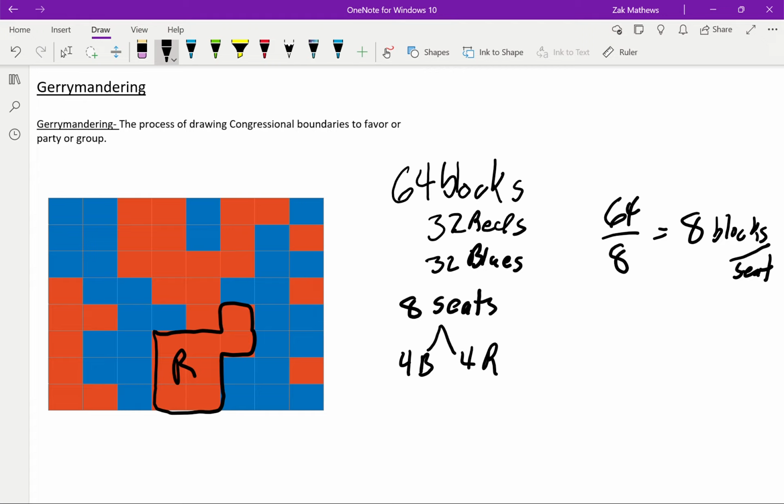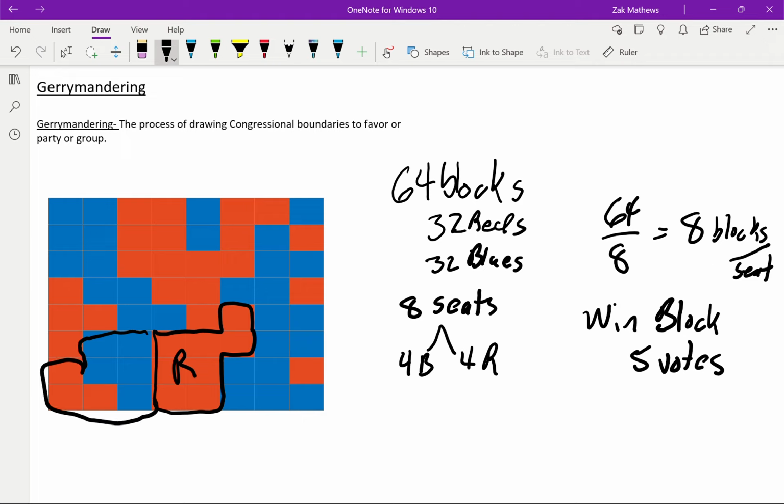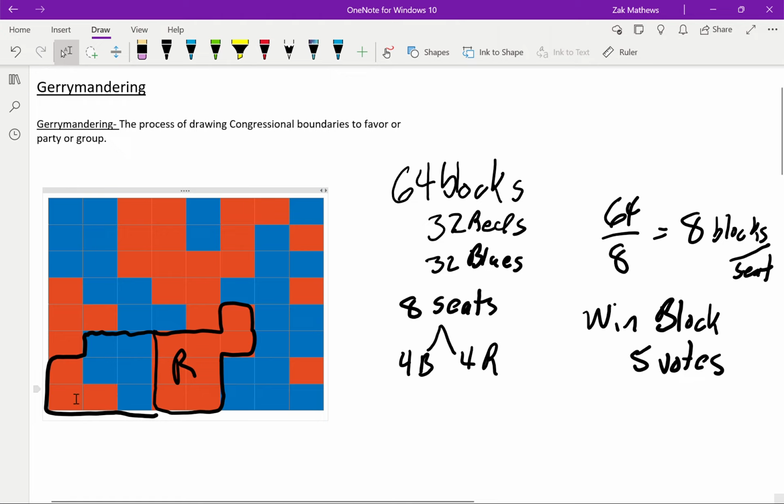If each seat is 8 total blocks for 8 total households, that means to win a block, I need 5 votes. So I've got to place 5 blues in each district to win. So I see a group of 5 right here. I'm going to include this group of 5 with a group of 3 reds. Let me draw that a little bit prettier. So 1, 2, 3, 4, 5, and 3 reds. And so right here I've created a grouping with 5 blues and 3 reds. So blue is guaranteed to win.